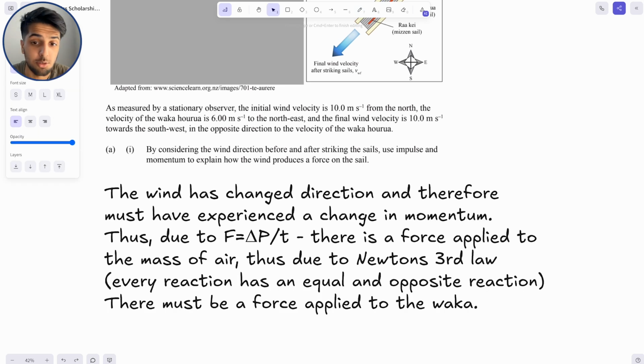Okay, so as the wind has experienced a change in direction, therefore it must have experienced a change in momentum. Thus, due to F being the change in momentum over time, there is a force applied to the mass of air. Thus, due to Newton's third law, as every action has an equal and opposite reaction, there must be a force applied to the water.